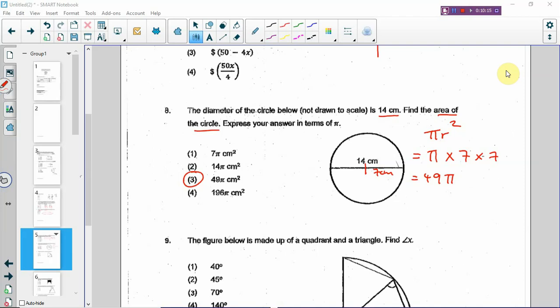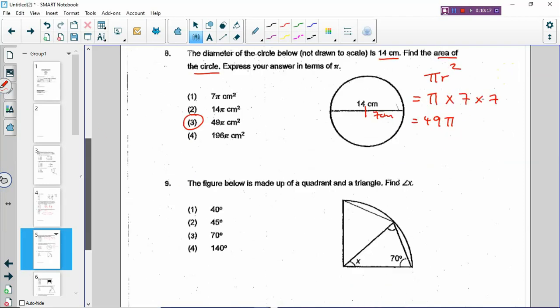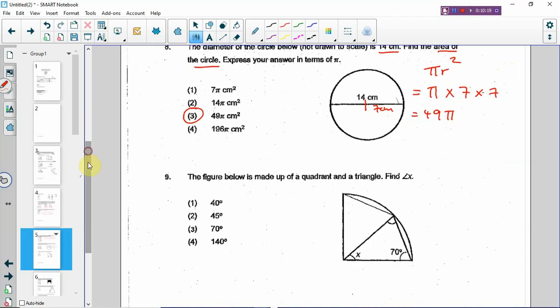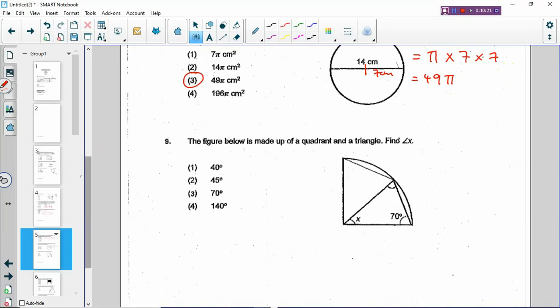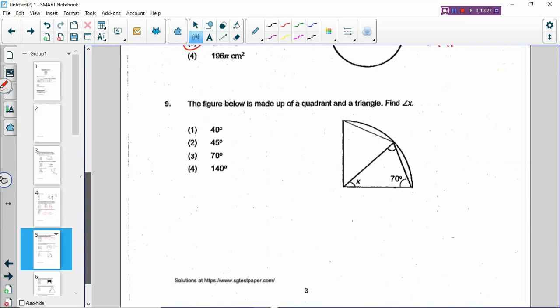Okay, let's go on to question 9. Okay, now the figure below is made of a quadrant and a triangle. So can you find angle X? Alright, now if you see a quadrant, right, angles in circles or in quadrants or even semicircle. Now what do you know about circles, quadrants and semicircle? There is a radius, right? You can see a radius from the center of the circle to anywhere on the curved line. This is also a radius, alright, and this is also a radius.